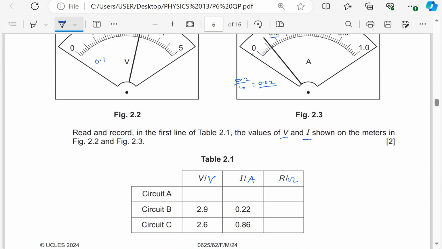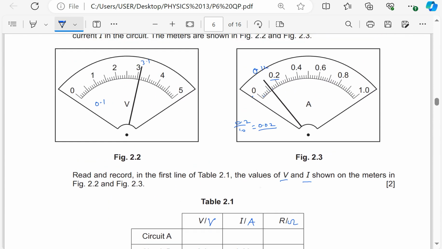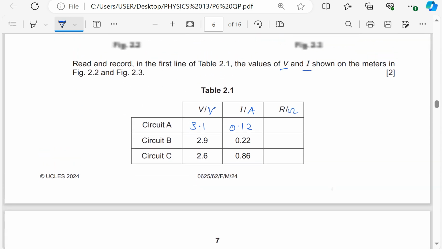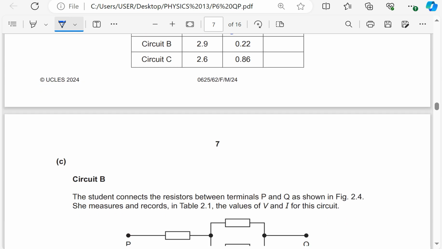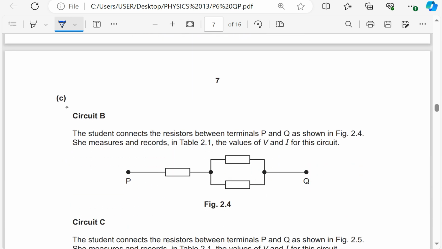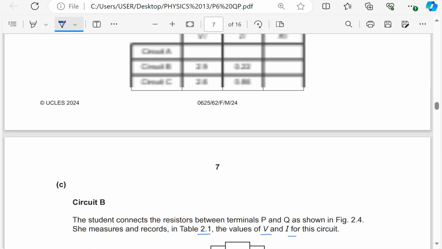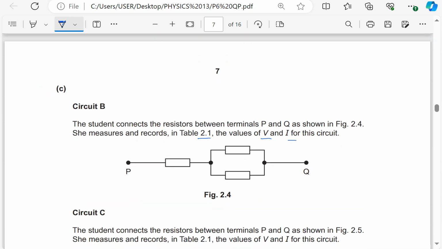So these are the current. The current is 0.12 and the voltmeter reading is 3.1. Okay, read and record in the first line. So we have recorded. Then circuit B, the student connects the resistors between terminals P and Q as shown in the figure 2.4. She measures and records in table 2.1 the values of V and I. So circuit B, the values have been recorded.